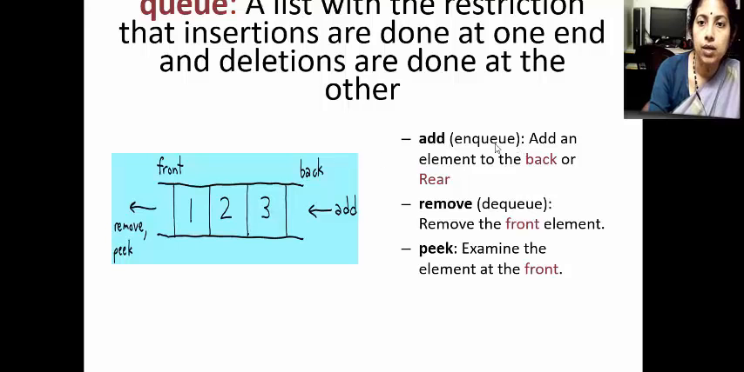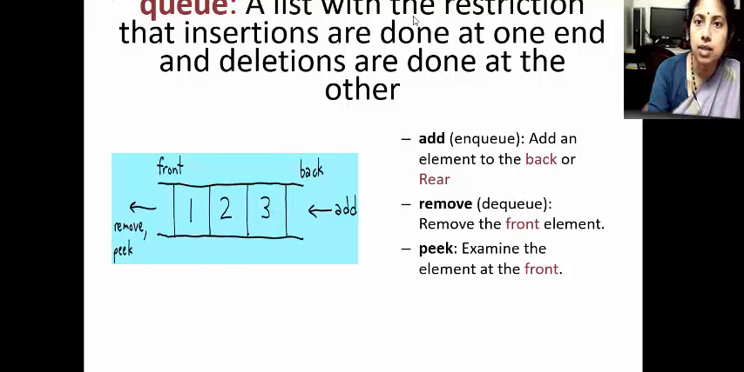These are the operations. Add means insertion, that is NQ. Add an element to the back or rear end of the queue. And remove means deletion, that is DQ. Remove the front element. Only the front element you can remove. You cannot remove the element in the middle of the queue. If you want to remove 2, you have to remove 1, then only you can remove 2. And then peek is to examine the element at the front end.